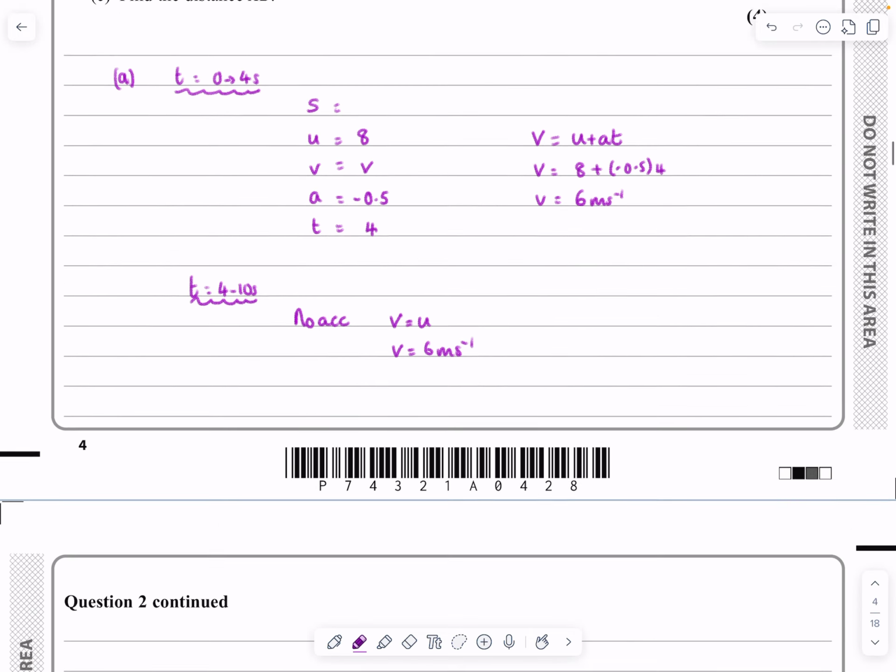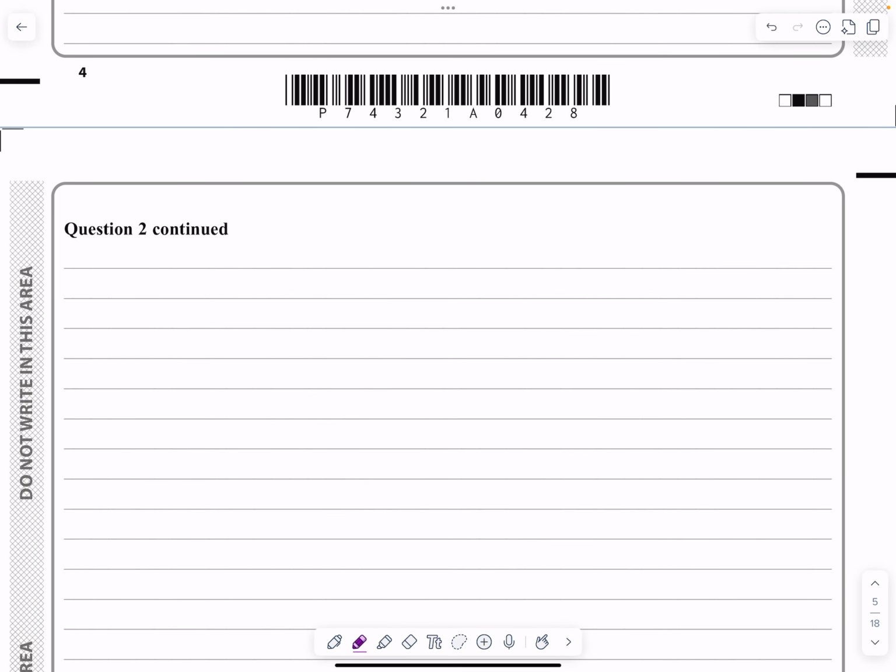So let's look at the last period of time, which is from t equals 10 to 20 seconds. What have we got going on for my SUVATs? At this point u is the v from the previous part. U is going to be equal to 6. V is what I'm trying to work out. We know now that it's accelerating at 1.2. And just be careful here. T is 10 seconds. The duration of that journey is 10 seconds.